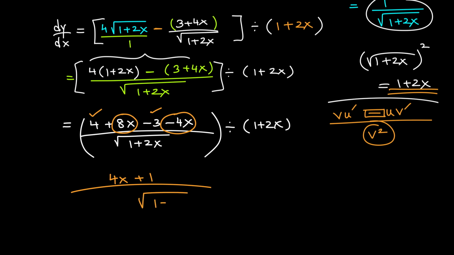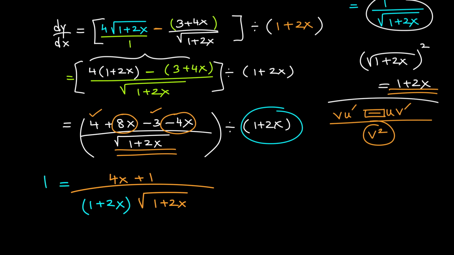Square root of (1 + 2x) is also taken care of. And now it's time that we can write it over here. This is (1 + 2x) inside a bracket. This is the expression for dy/dx.